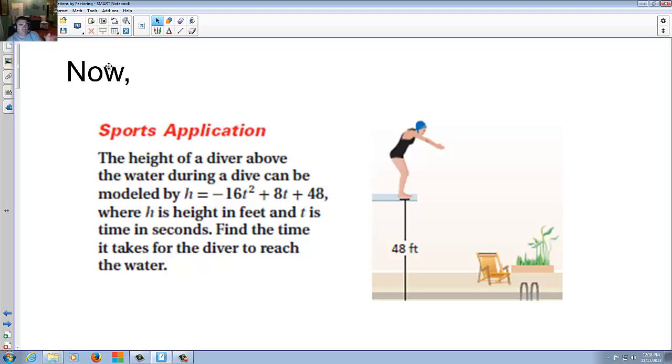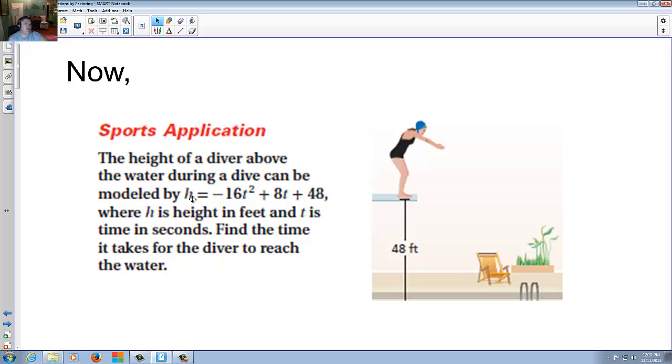Now finally, a sports application. The height of a diver above the water during a dive can be modeled by h, meaning height, equals negative 16t squared, which is basically how far you fall in gravity. It's not actually the speed at which you fall. It is simply how far you've gone in so many seconds. So for simplistic sake, we'll call it gravity, even though it isn't gravity per se.